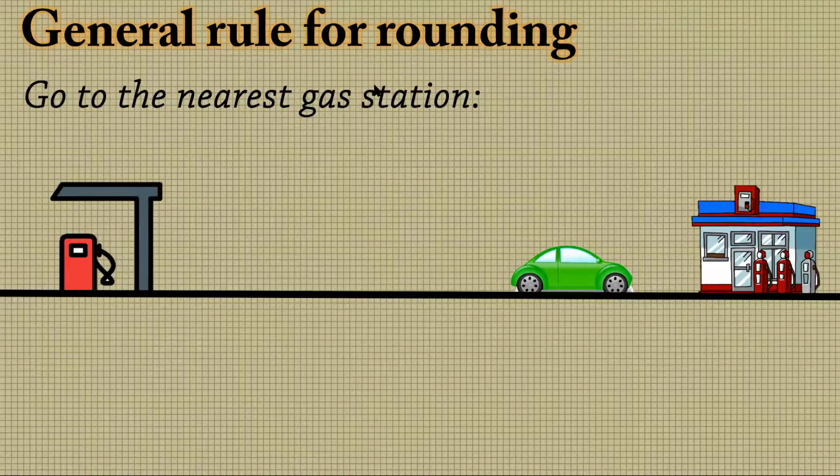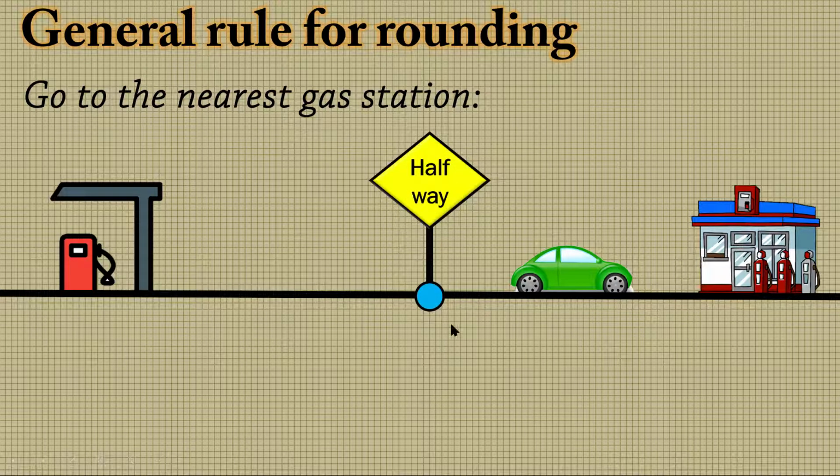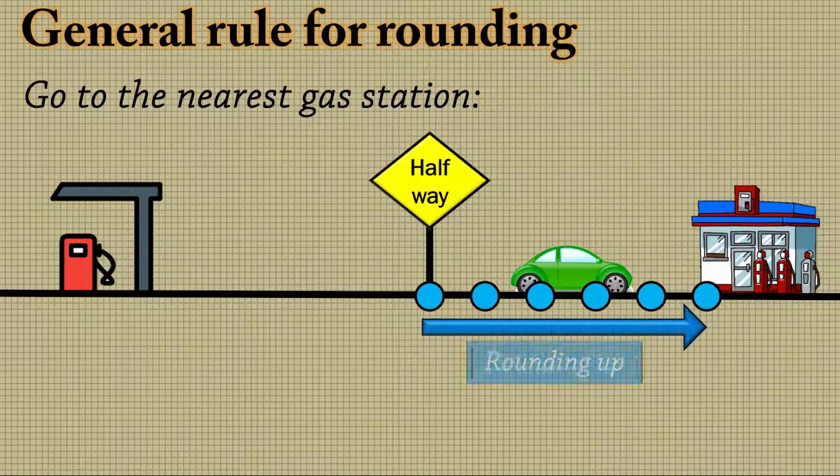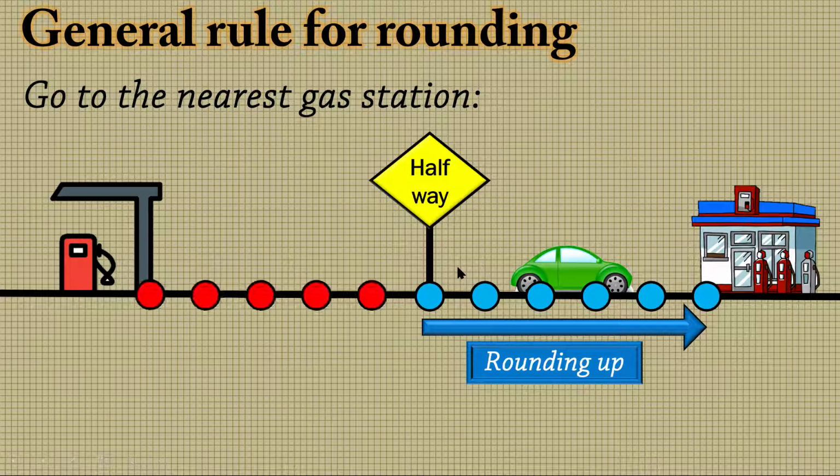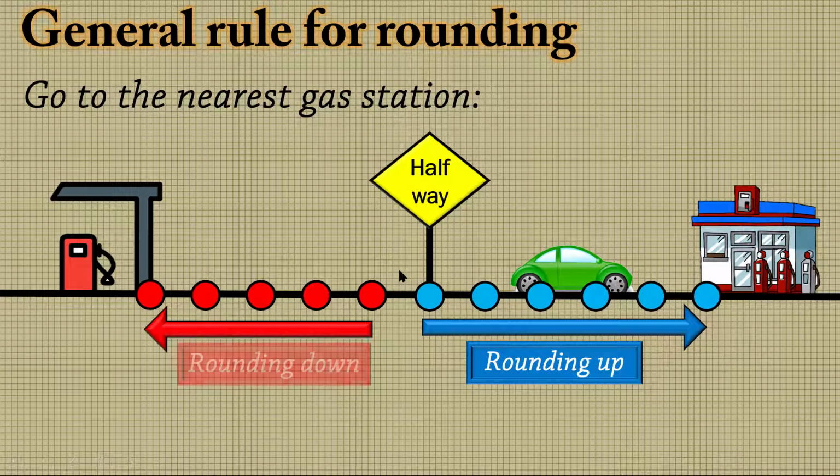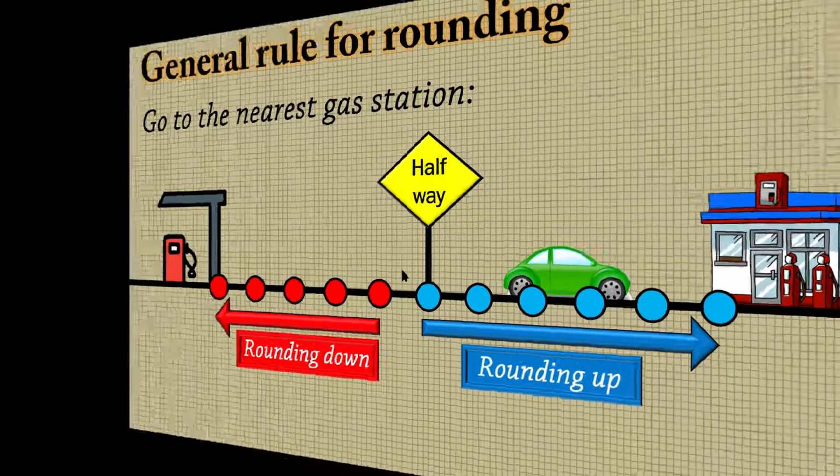As a general rule for rounding, suppose that you are here and out of fuel. Your journey is to the right. If you are at the halfway or ahead, we recommend to continue to get to the next gas station. This is named rounding up. If you are before the halfway, we recommend to go back. And so this is rounding down.